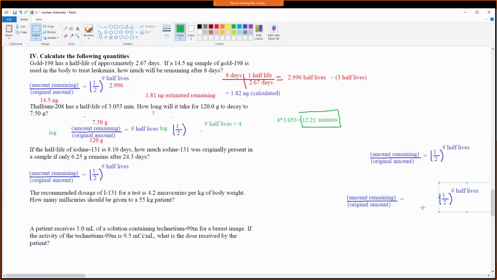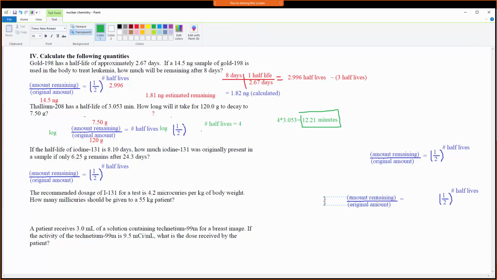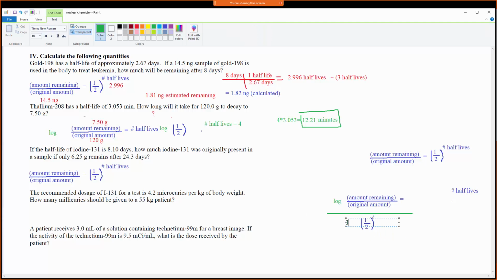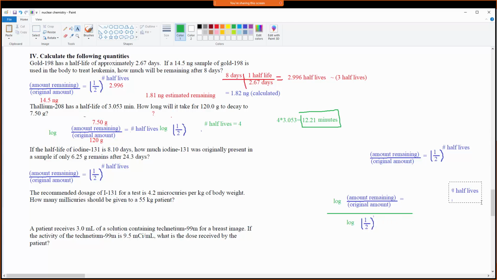So you could memorize this. The log of the fraction that remains divided by the log of 1/2 is equal to the number of half-lives. And again, this is the only case where you would be using it anyway, so I may as well just give you this equation that you can just memorize if that will help.